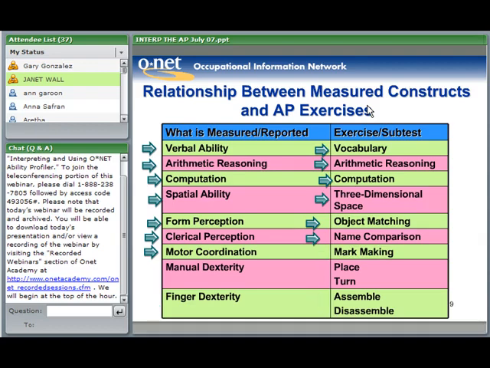So again, what you will see on the score report are those things on the left-hand side of this chart. And you can see now the link up between the construct that is measured and the specific subtest from the Ability Profiler. Okay, so we need to keep that in mind as we're thinking about the score report.